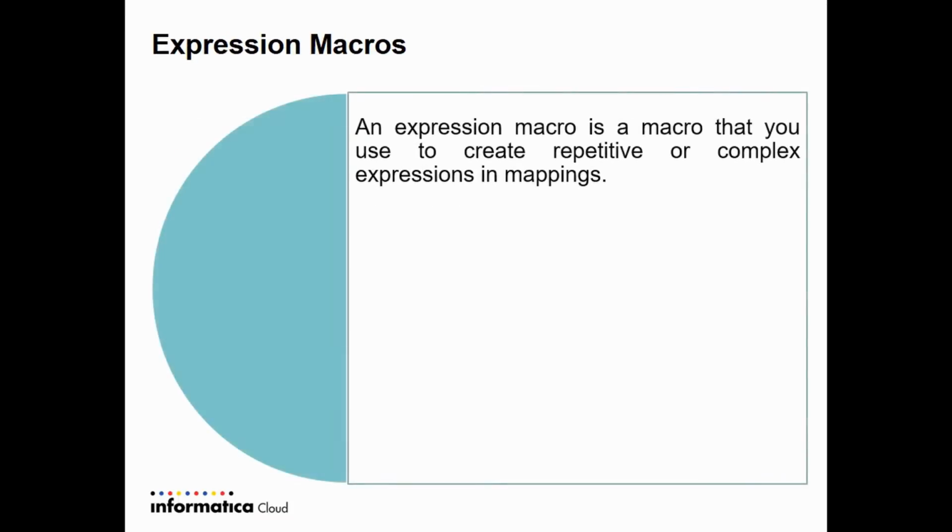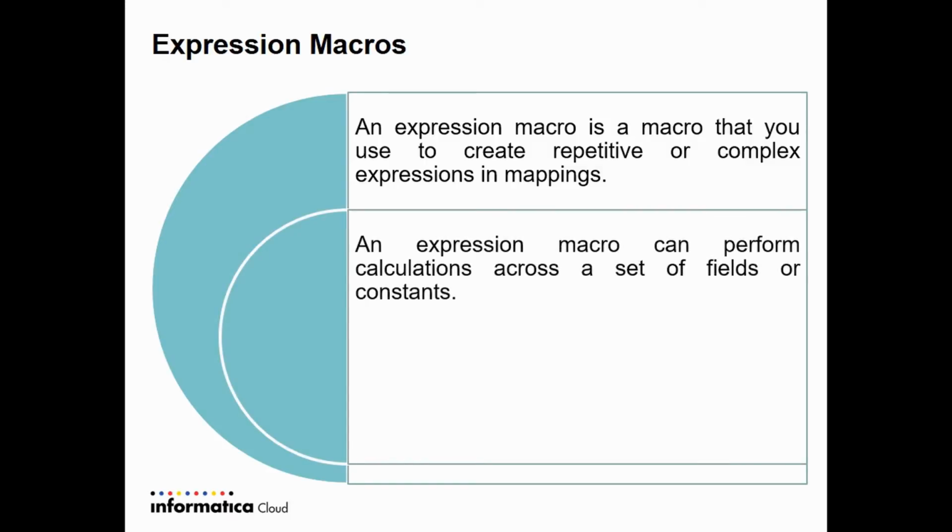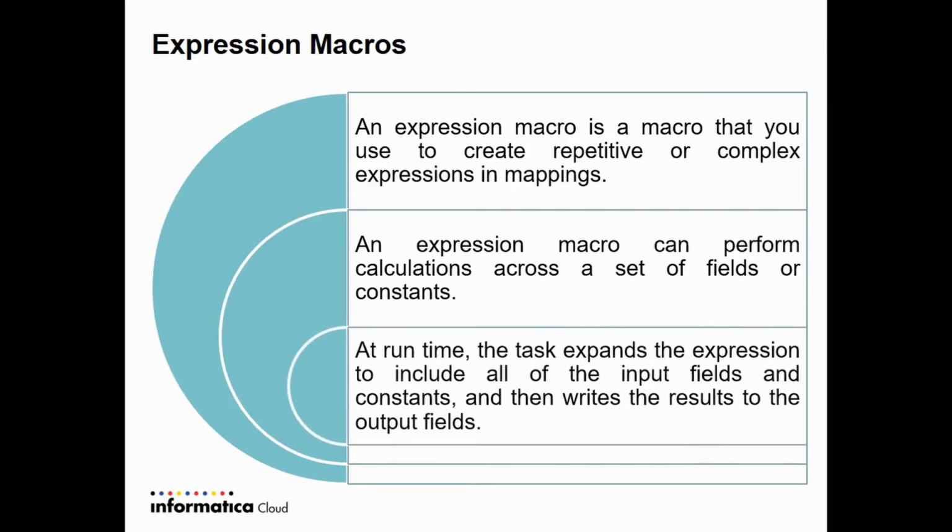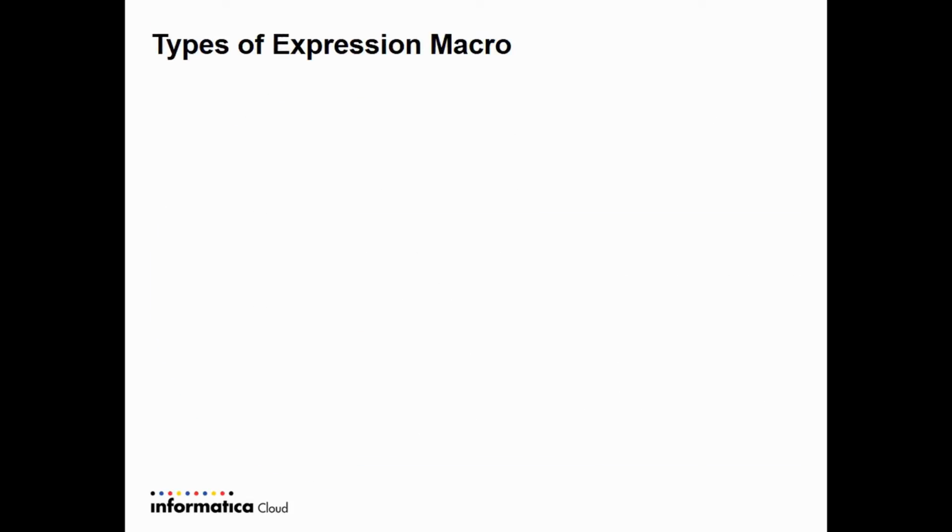An expression macro is a macro that you use to create repetitive or complex expressions in mappings. An expression macro can perform calculations across a set of fields or constants. At runtime, the task expands the expression to include all the input fields and constants and then writes the results to the output fields. There are three types of macro expressions in Informatica Cloud.